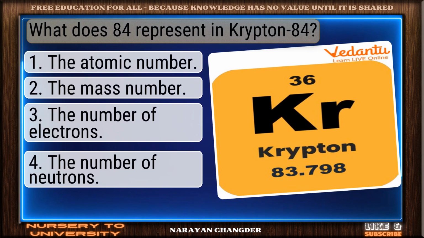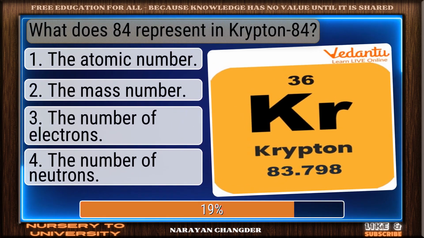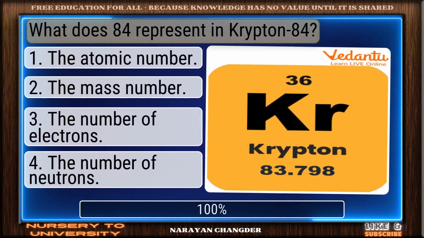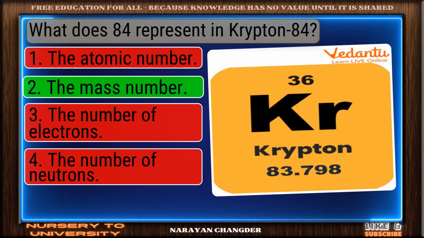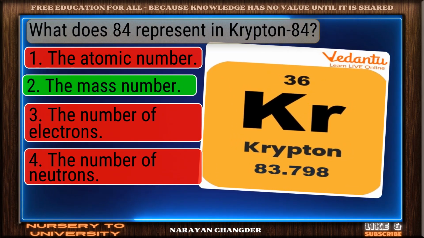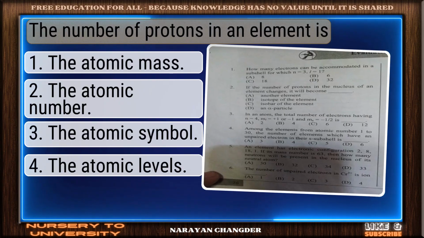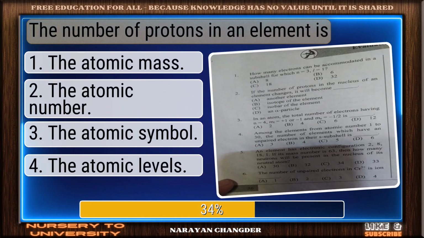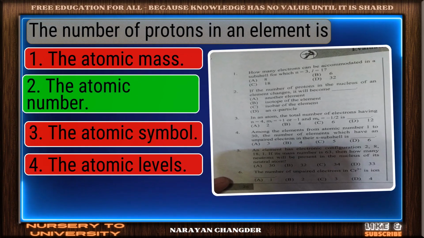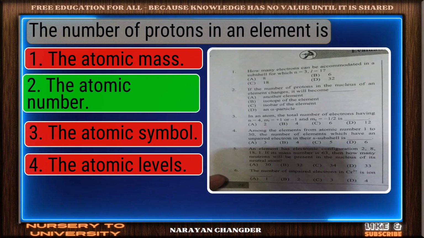What does 84 represent in krypton-84? Smart pick. The mass number is the correct choice. The number of protons in an element is... Solid response. The atomic number is a valid choice.